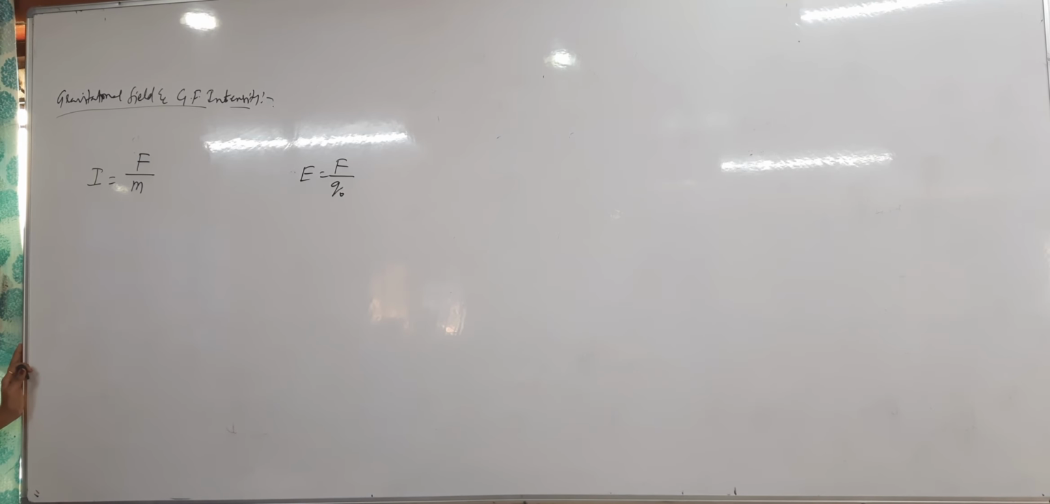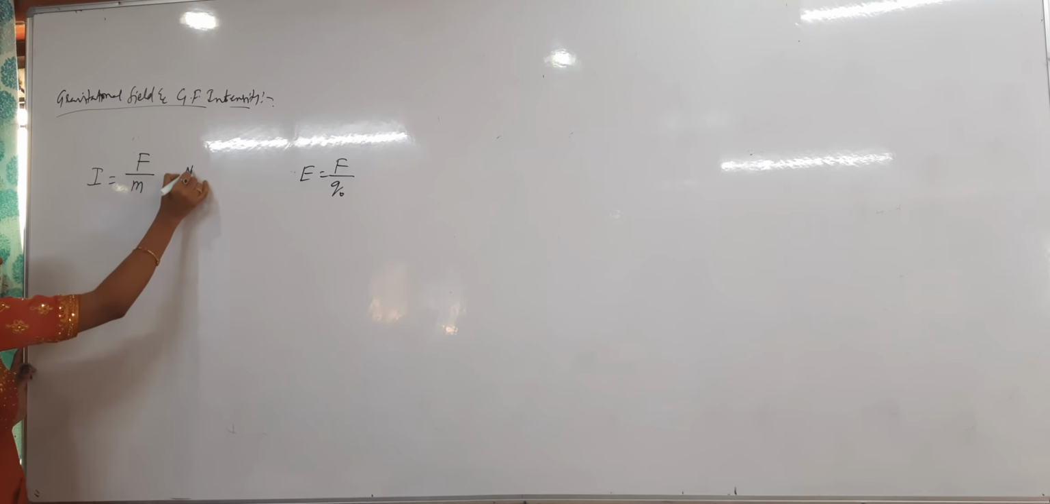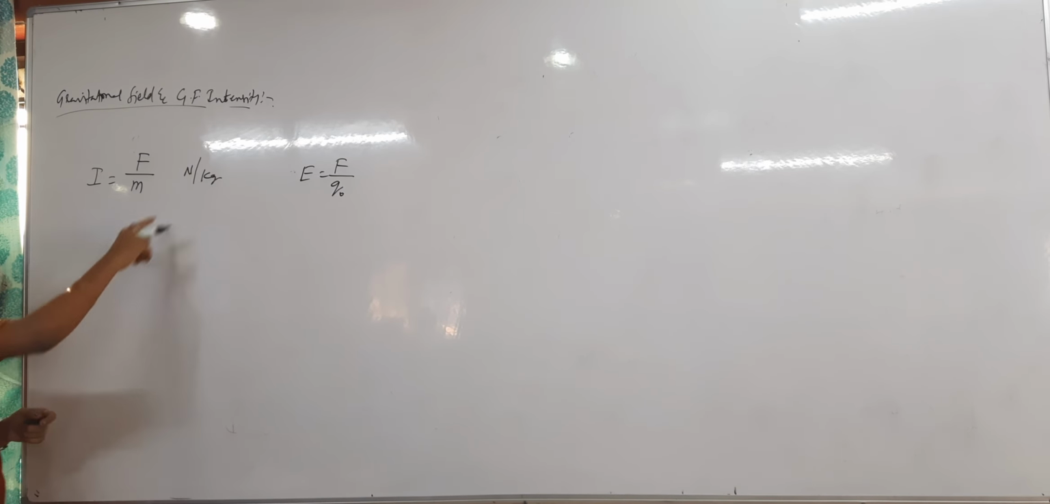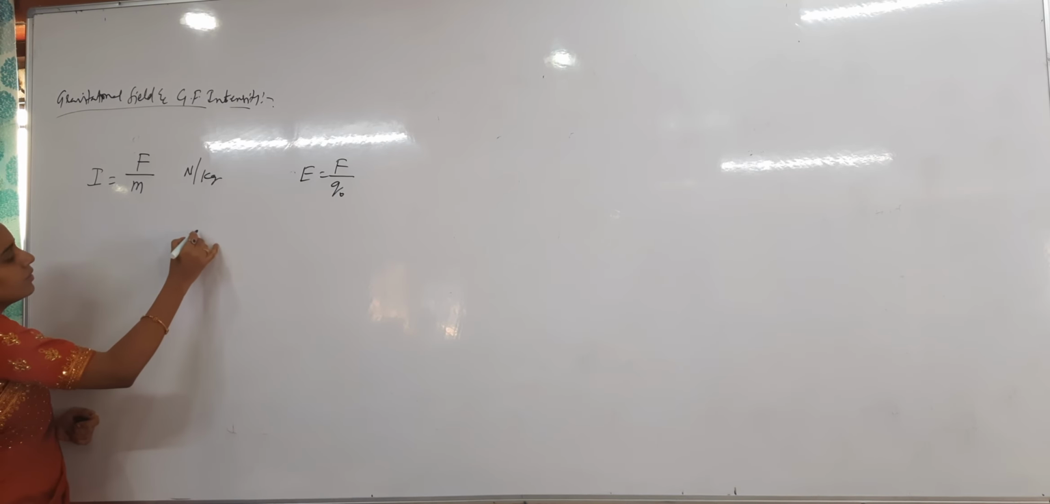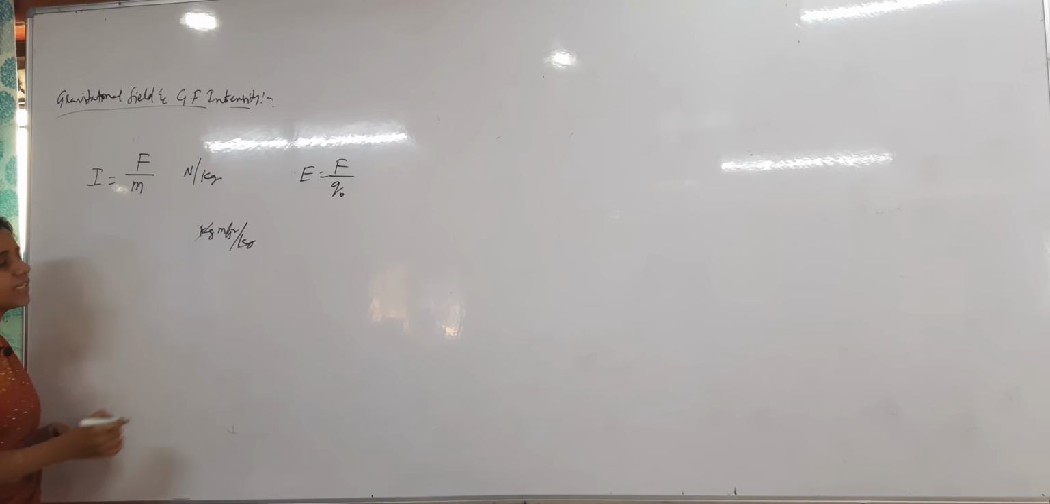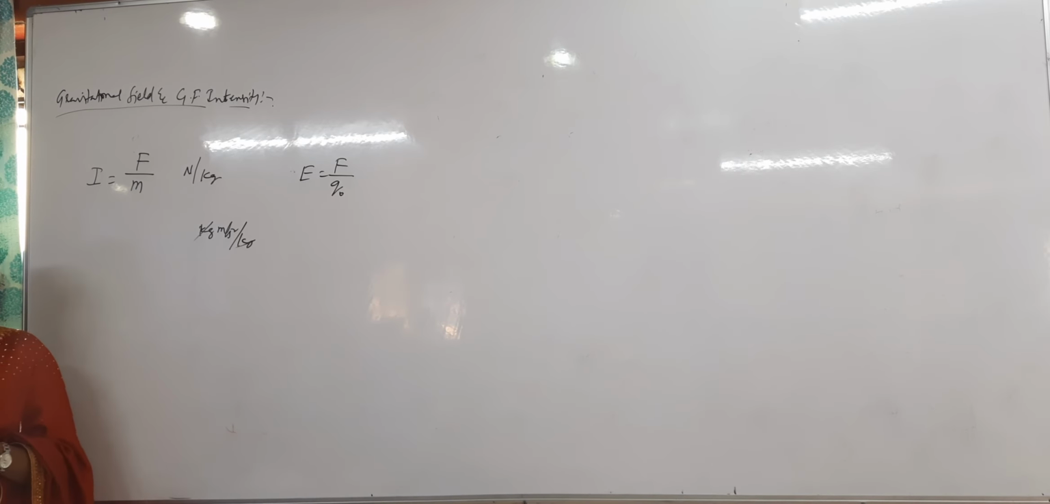Can you tell me the units of that? Newton per kg. Newton per kg means, can I say that is meter per second square? Newton is nothing but kg meter per second square divided by kg. So the kg gets cancelled, and we get meter per second square. The intensity and the gravity values will always be the same, but this is a vector. This is the field we are discussing, and it is also a vector quantity.